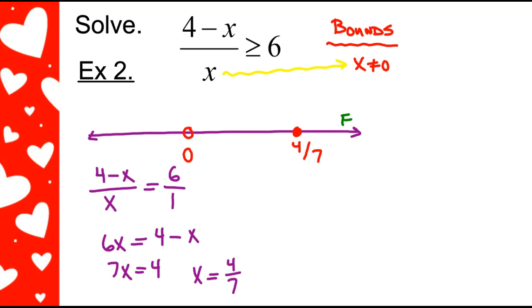So 1 is false, so false to the right. If I put a -1 in, I'm going to get 5 over -1 is -5, and that's not greater than or equal to 6, so that's false over here too. So false, false must be true in the middle.